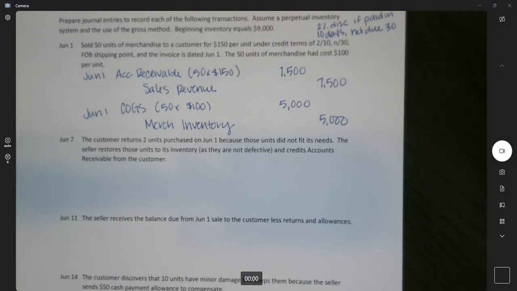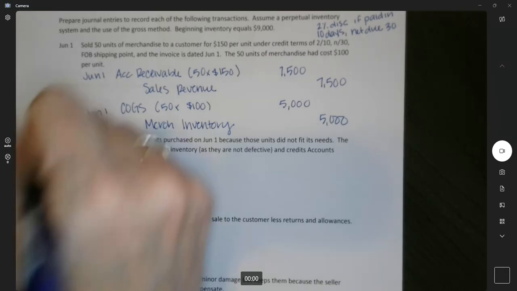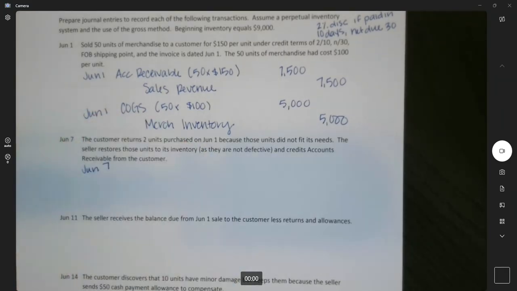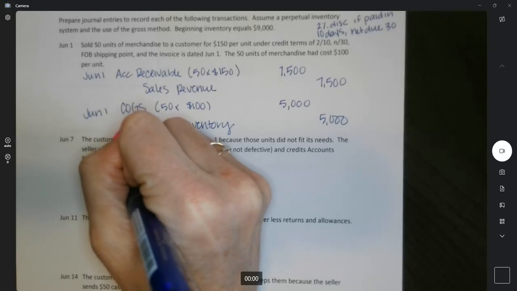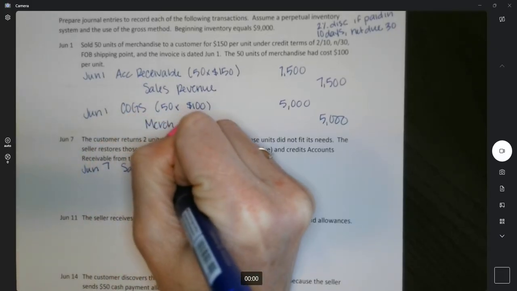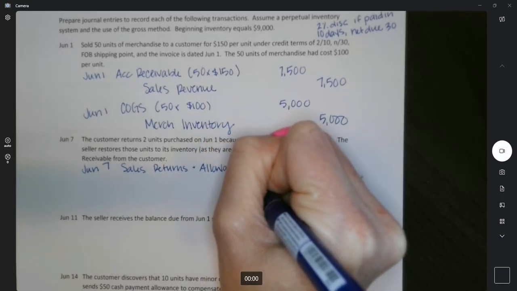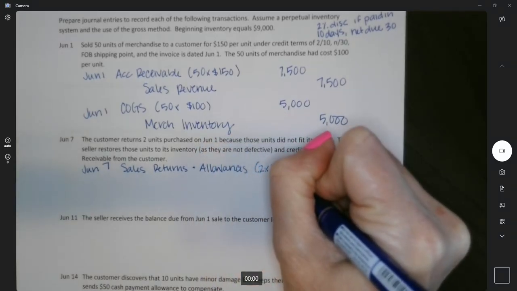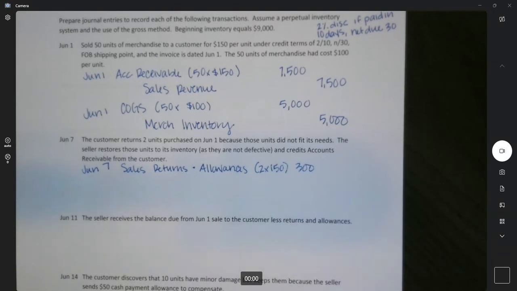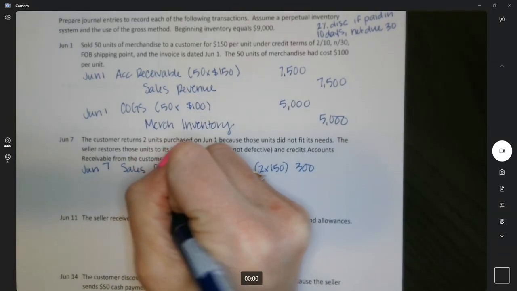On June 7th, the customer returns 2 units that were purchased on June 1st because those units did not fit its needs. The seller restores those units to the inventory, they're not defective, and credits accounts receivable from the customer. So this is also going to involve two entries. June 7th. The first will be for the return. We're going to debit sales returns and allowances. We've got 2 units at 150, so it'll be 300. And we're going to credit accounts receivable.